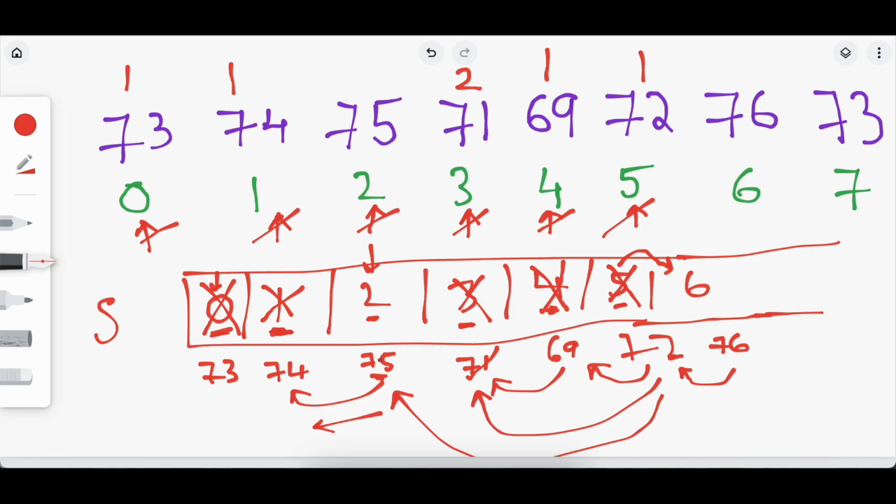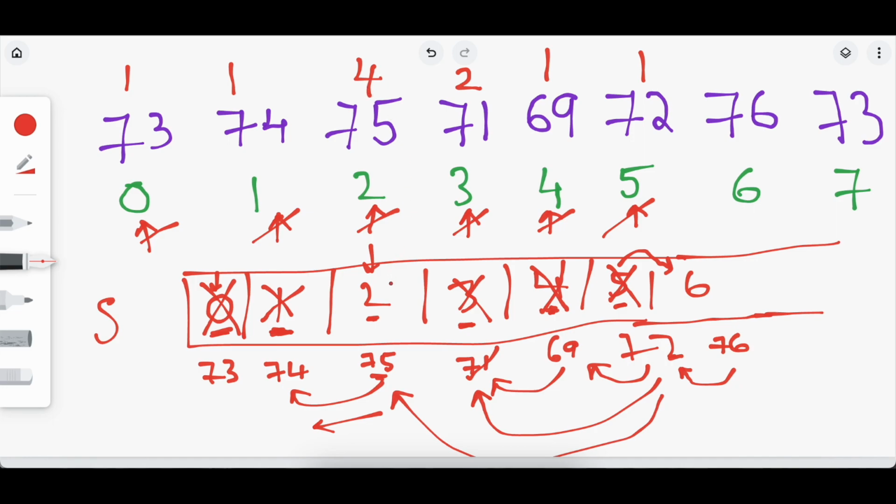That means when I'm at day 2, I mean index 2, the temperature is 75, and towards the right I found a value which is greater than my temperature. That means I found my warmer day. What is the difference in indices? 6 minus 2, which is going to be 4. So for index 2, it's going to be 4.